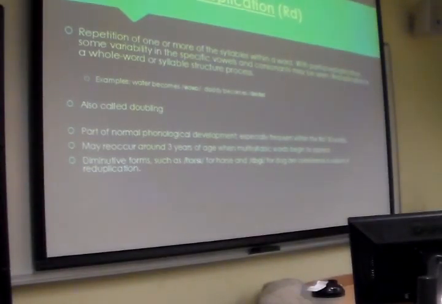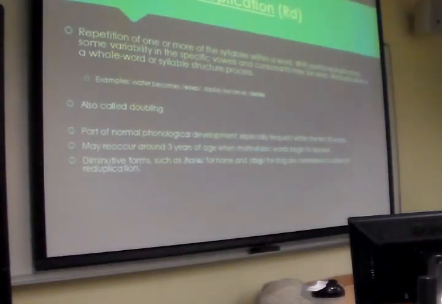So this is something that affects the whole word or the syllable level. This doesn't actually even affect the phoneme level because they're repeating either a whole syllable or the whole word. Daddy becoming dad. You might also hear this called doubling. If that's a term you're used to using, please feel free to use it.